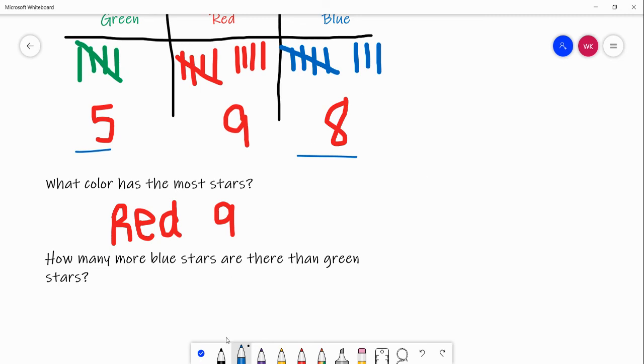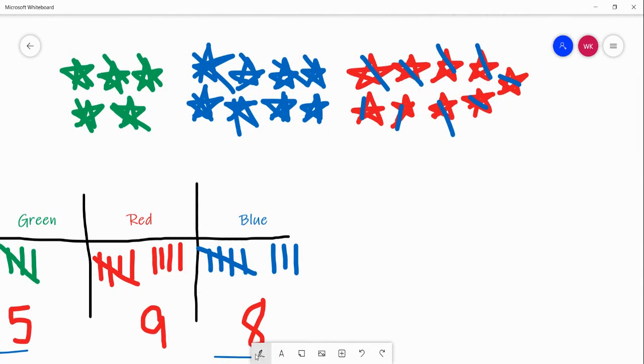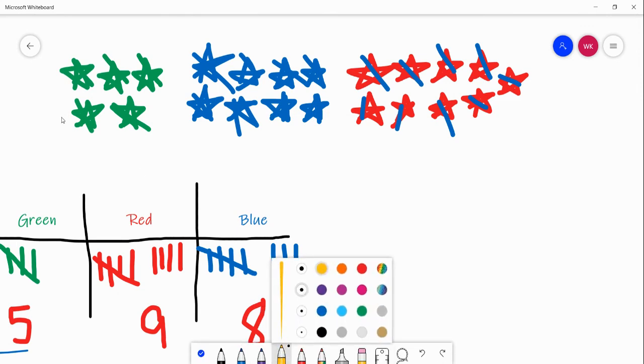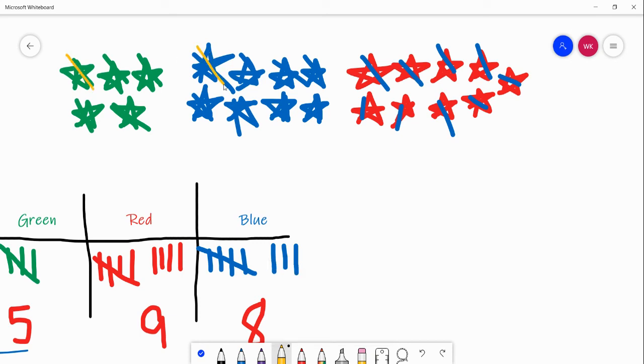Or we can go back up to the top where our data is with our stars, and we can look at to see how many more blue stars there are than green stars. So I'm going to go back up to the top. We're looking at blue and green. So I'm going to mark them off to see how many more there are. So here's 1, 1, 2, 2, 3, 3, 4, 4, 5, 5. All right, so now we can see how many more blue stars there are than green. And as you can see, there's 3 more blue stars than green stars.